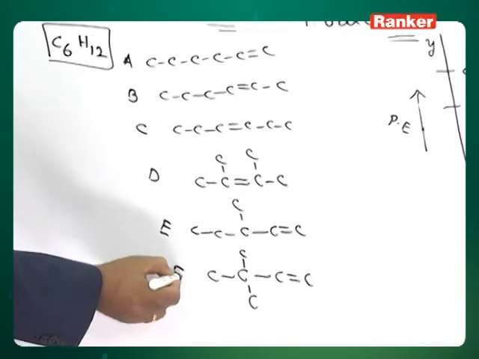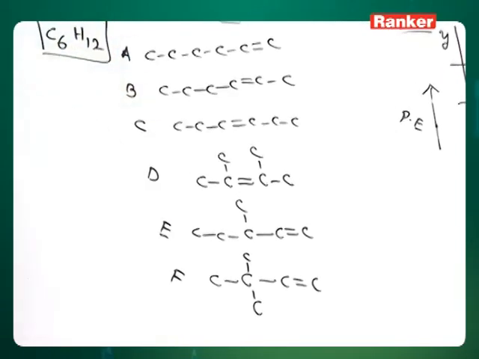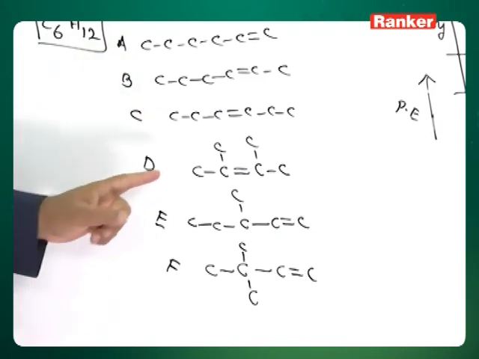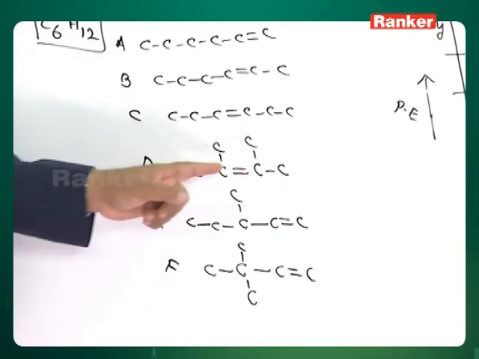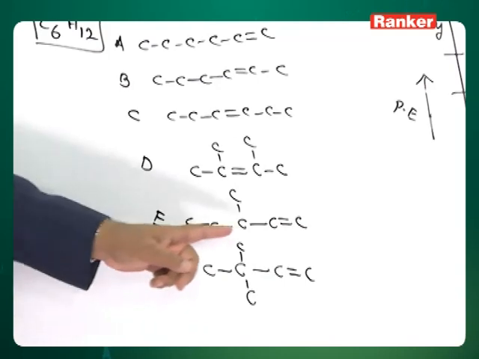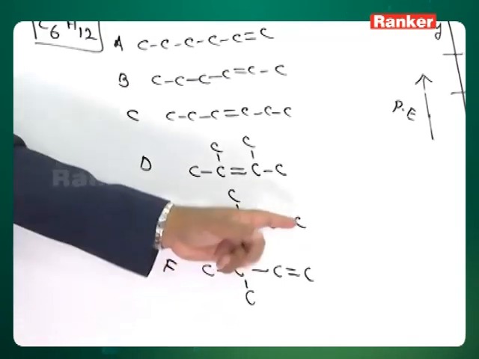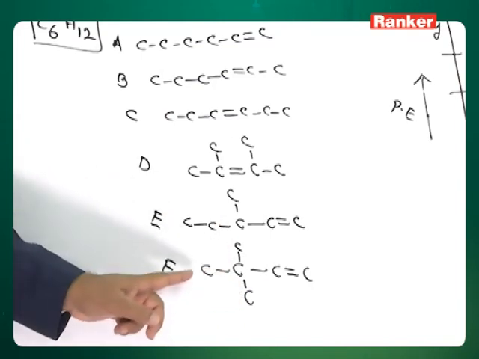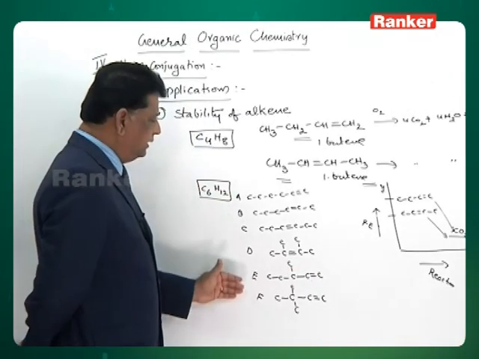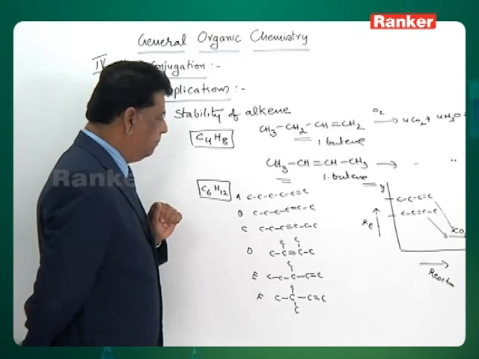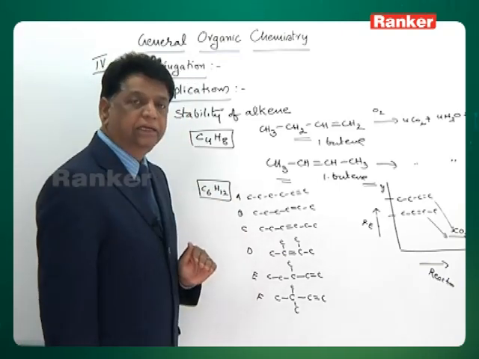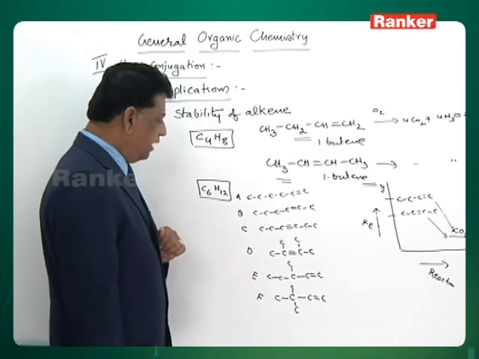These are all having the same molecular formula, isn't it? 1-hexene, 2-hexene, 3-hexene. This is 2,3-dimethyl-2-butene. This is 3-methyl-1-pentene. This is 3,3-dimethyl-1-butene. All these have the same formula, but arrange them in the stability order, which is the most stable one.